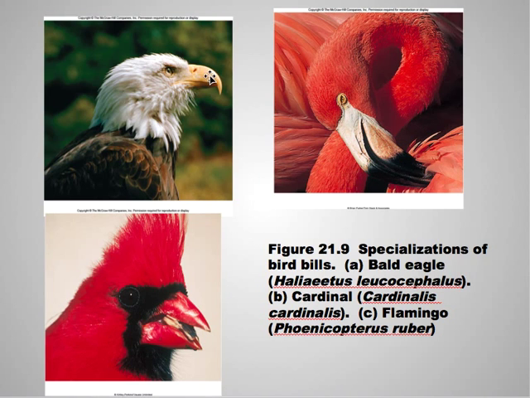In the raptors, you find a hooked bill so that they can shred the food that they're eating. Here, in this flamingo, they're actually filtering food out of the water column. Cardinals are seed eaters, and actually relatively large seed eaters, so their bills are quite thick.